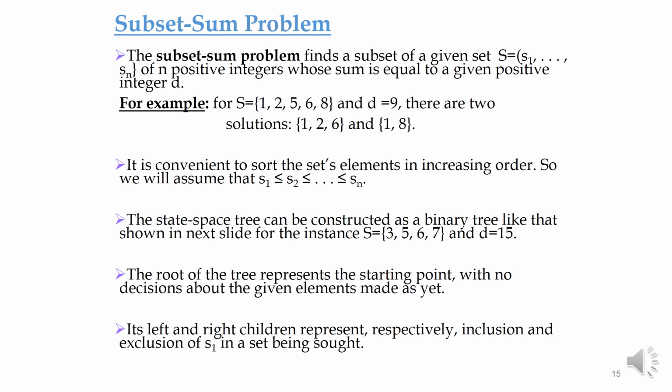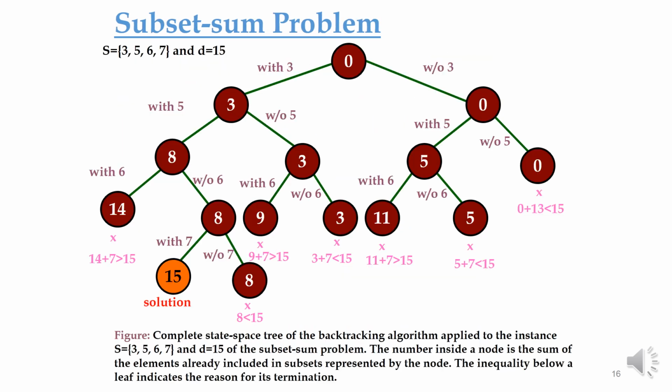So let us see the state space tree for this example: S is equal to 3, 5, 6, 7 and D is equal to 15. The root node represents the starting node, and we construct the state space tree as a binary tree, so that the left child and right child are constructed by inclusion and exclusion of the set value. The given set S contains 3, 5, 6 and 7. It is in increasing order and D is equal to 15.